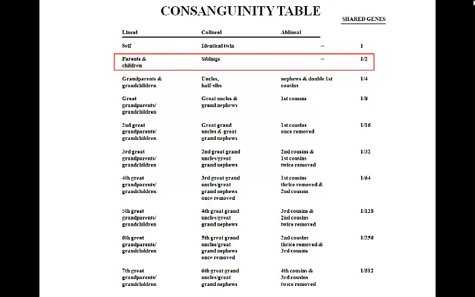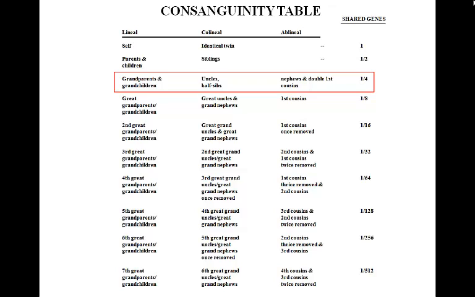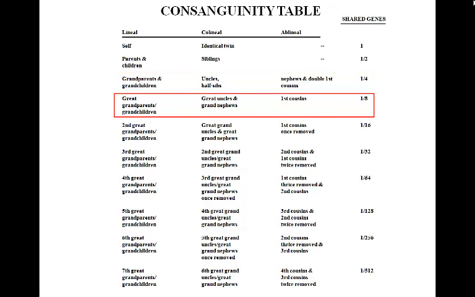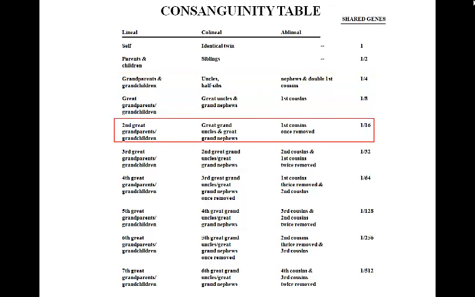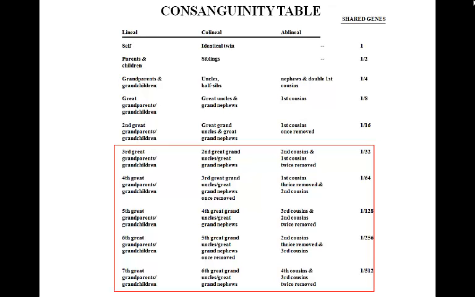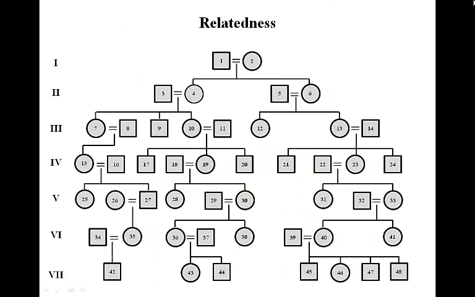Then we have parents and children equally related to ego with the siblings, which is 1/2. Then we have grandparents and grandchildren, uncles and half-sibs, nephews and double first cousins is 1/4. Then this row would be 1/8, this one would be 1/16, and so forth. So there's the rest of the table. Now let's look at it graphically.